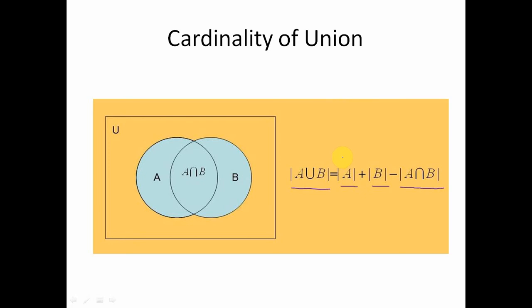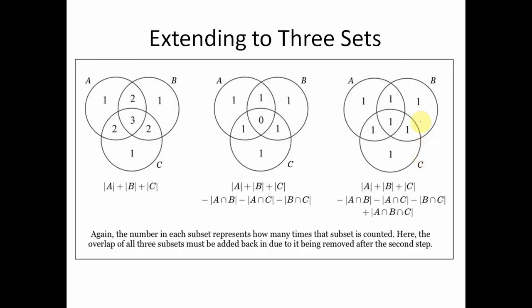As I said, inclusion because I include both the cardinalities of A and B, and exclusion because I exclude the cardinality of the intersection. Now this can be extended to 3 sets also. Say for example, I have 3 sets A, B and C, right? If I simply add the cardinalities of all the 3 sets, now these are the elements which will be counted once. So these are the elements which are present only in A, not in B, not in C. These are the elements which are present only in B, not in A, not in C. These are the elements which are present only in C, not in A or B.